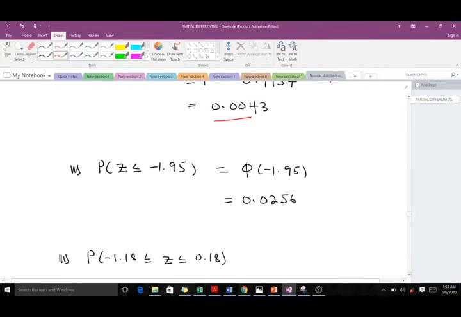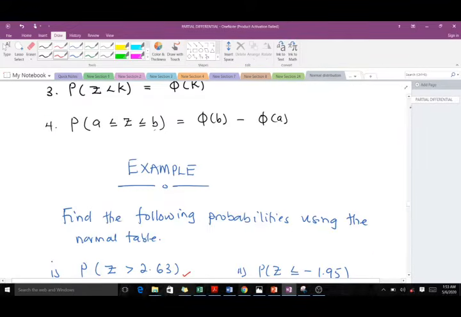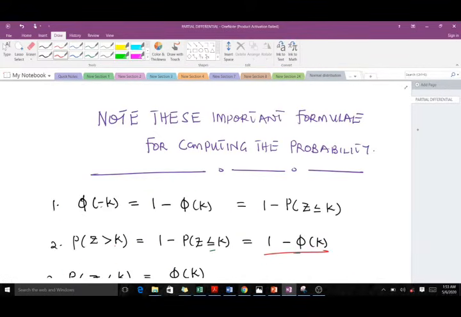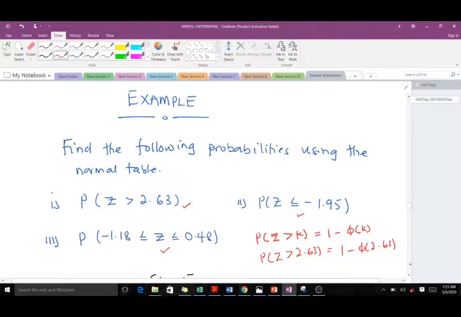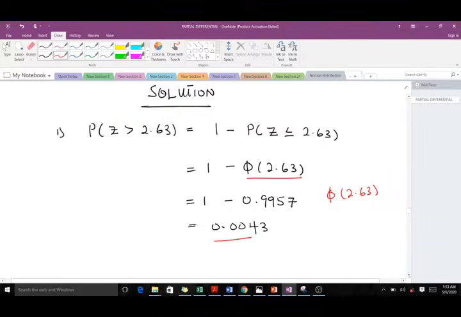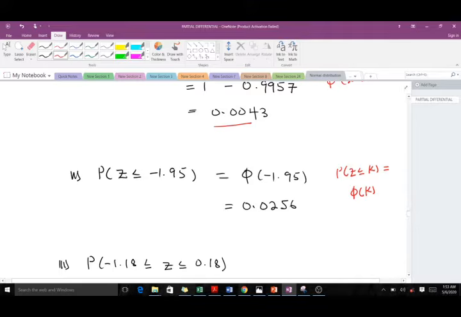And the second question says that probability that our z is less than or equal to negative 1.95. And remember we said probability of z being less than or equal to k is the same as phi of k. So let me show you. So you realize that it is here. So this formula here. So I hope you're now seeing the importance of what we learned, right? So this is the same as phi of negative 1.95, which is 0.0256.